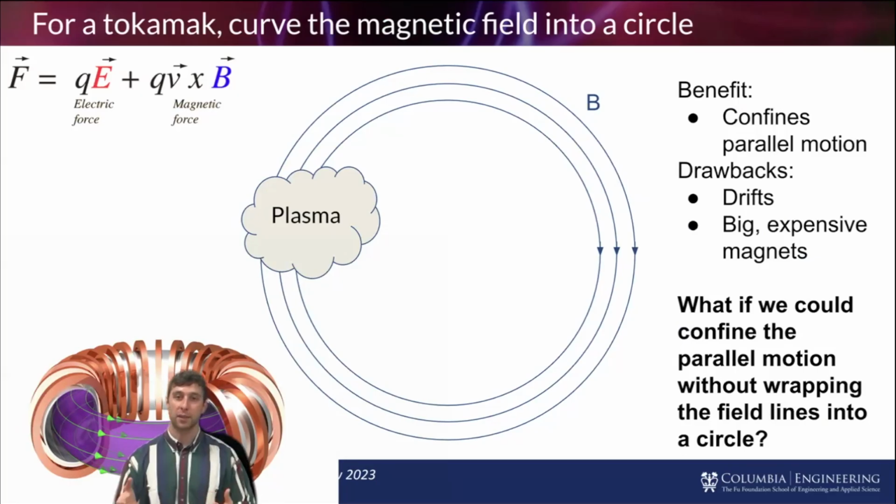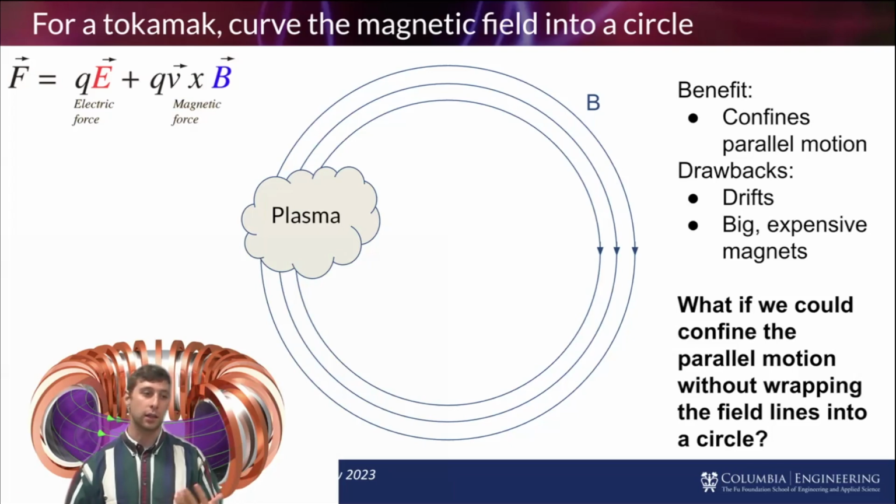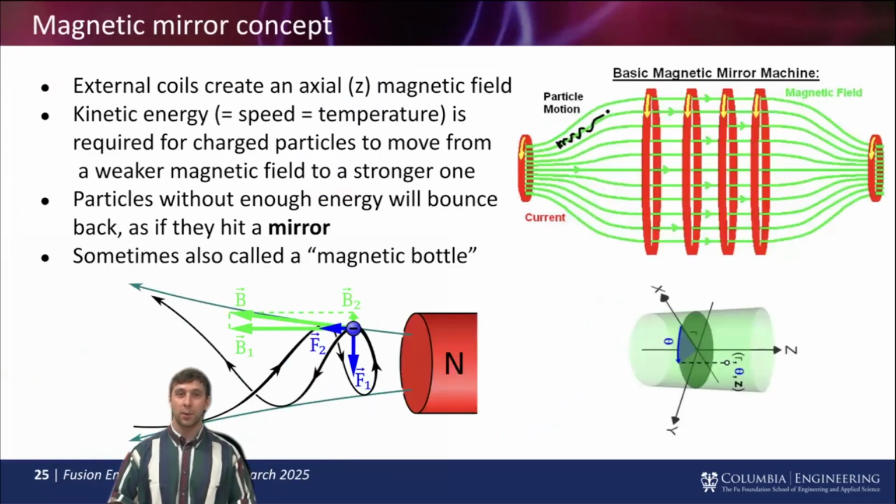Also, you have big, expensive magnets that you need to build. So one alternative approach to solving this problem of confining the plasma is, what if we could confine the parallel motion, so again, the motion along the field lines, without having to wrap the field lines in a circle? Then you would avoid the curvature drift and the E cross B drift and the other drifts that lead to a loss of confinement in a tokamak. So this motivates the magnetic mirror concept.